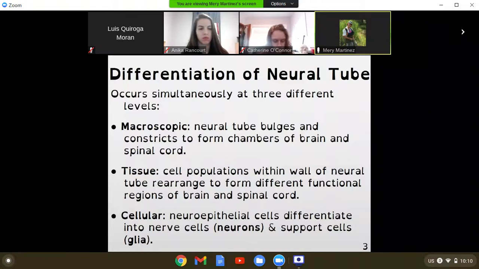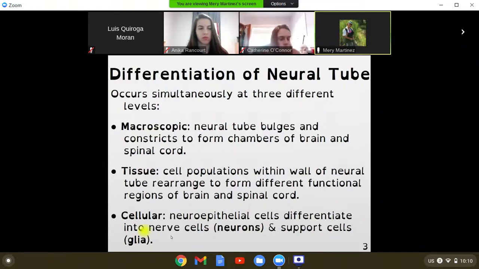Okay. Then at the tissue level, the cell populations within the wall of the neural tube can rearrange themselves to form different functional regions of the brain and the cord. So like we have the mesencephalon and the diencephalon, we have different elements in each of these sections that will form different structures of the brain.